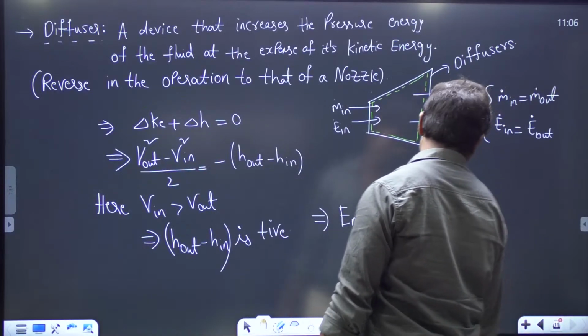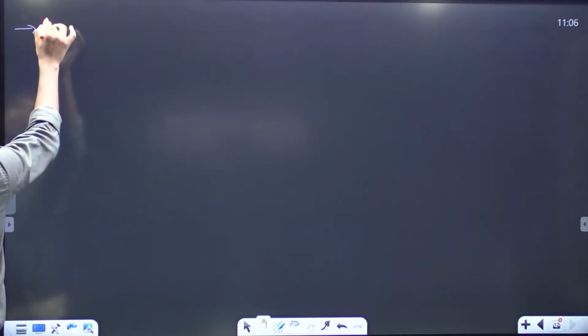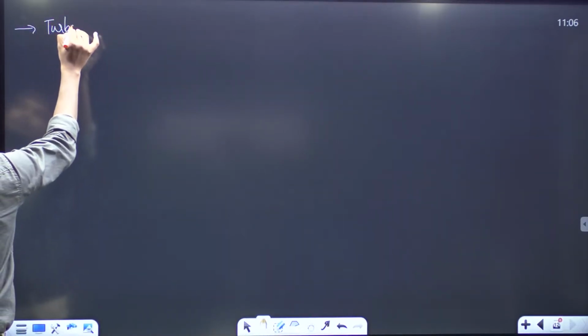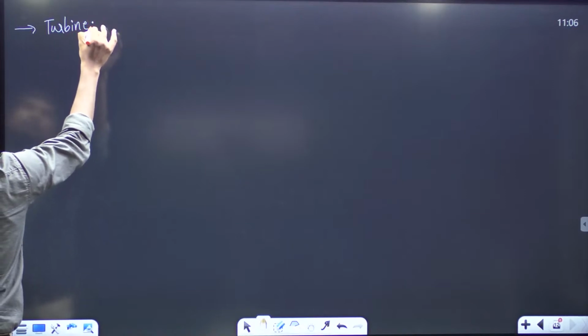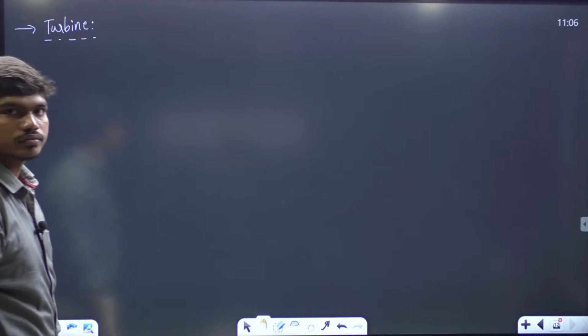So we got something about diffusers. Now let us talk about one important device, which is the turbine. So what is a turbine?